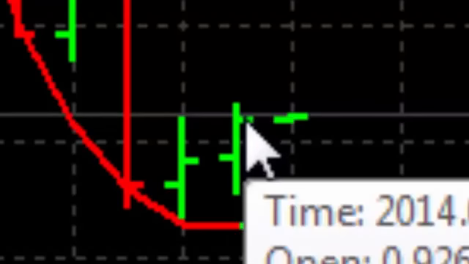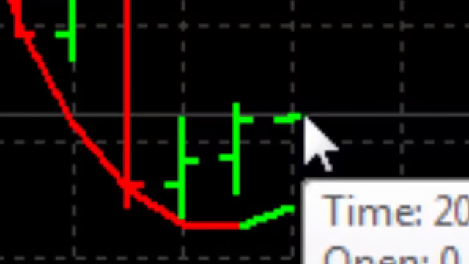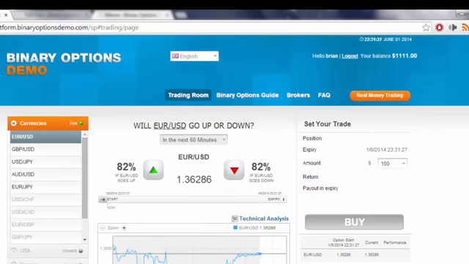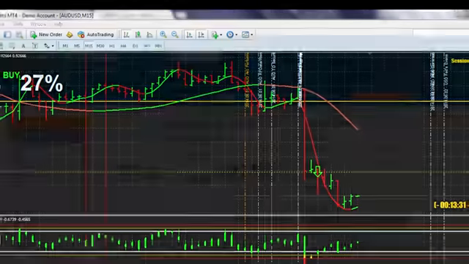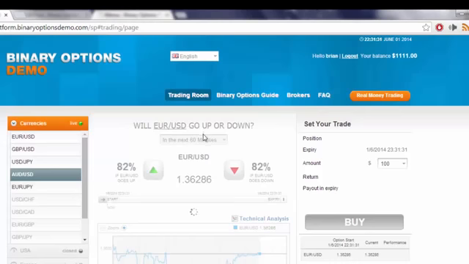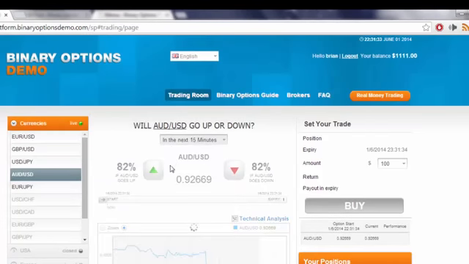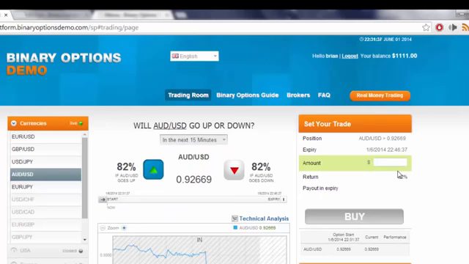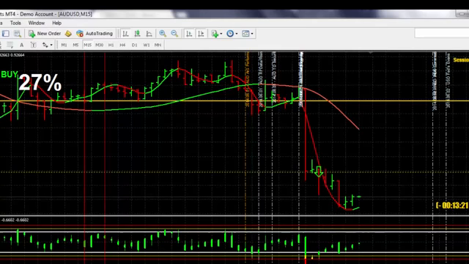See, the close is here, and now the bar is moving above the close. What I'm doing is just testing a 15-minute expiry time. So I'm going to be taking a call on the Aussie USD really quick. This is just testing, basically just trying to see if this is a viable strategy for the long term.